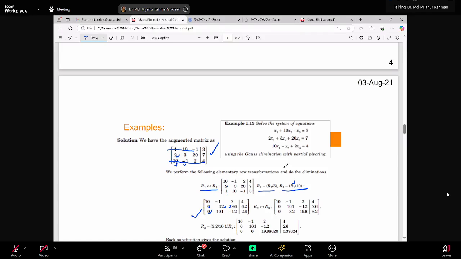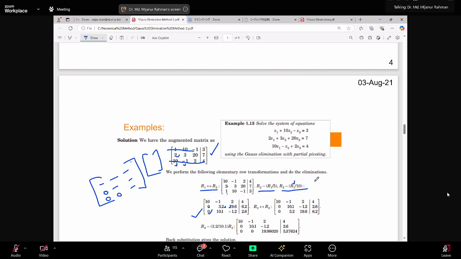We are targeting to make our equation a triangular equation, like this. There will be our equation. On this side it should be 0, something will be here. It will be 0, it will be 0, and it will be something.